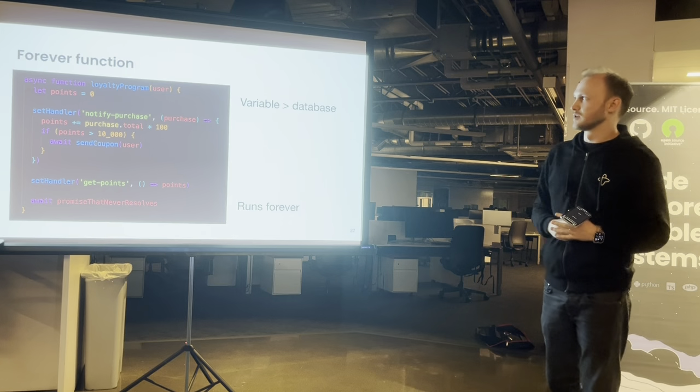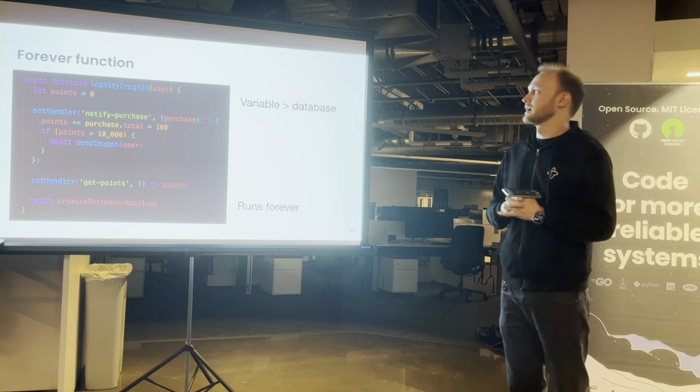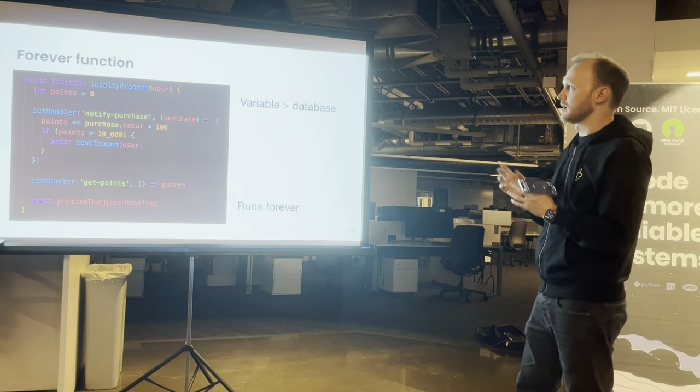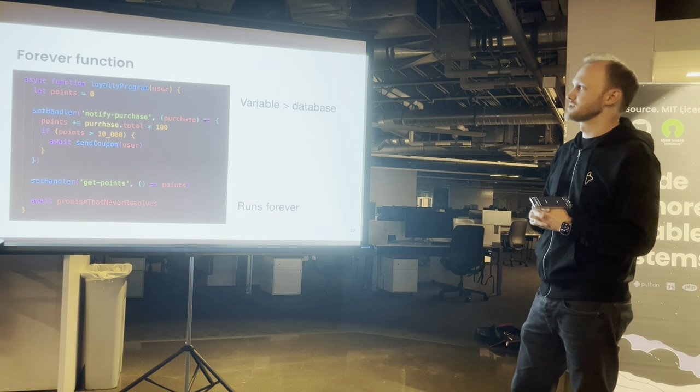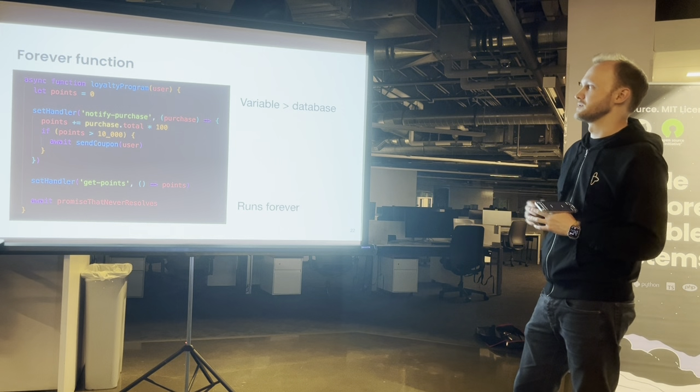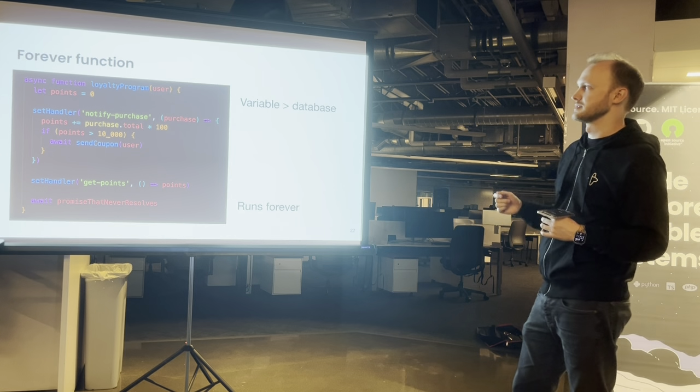Here's an example of the loyalty program forever function that you call at the beginning when the user signs up. You start out with points at 0. You set 2 RPC handlers. The first one is notify purchase.